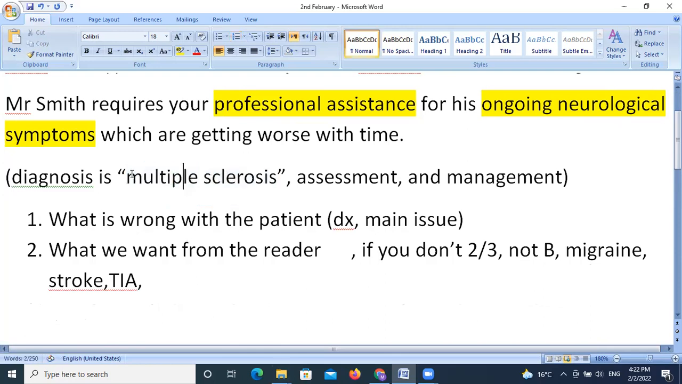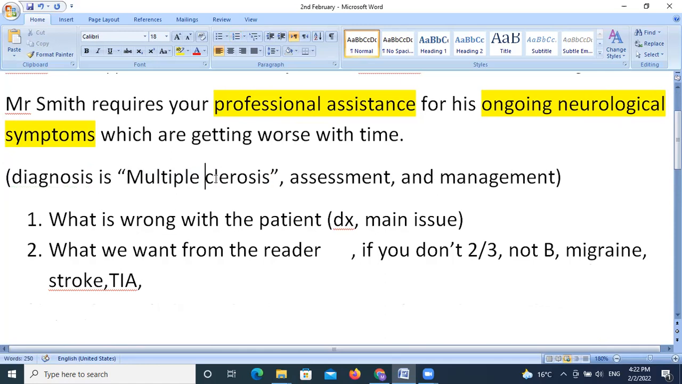Multiple sclerosis. Okay, multiple sclerosis. This is the main diagnosis of the patient, and what we want is further assessment and management. So how will you write the purpose, the good purpose? Anybody can write the purpose for this patient. Any doctor, nurse, or pharmacist can write the purpose here. Anybody? So let us try.